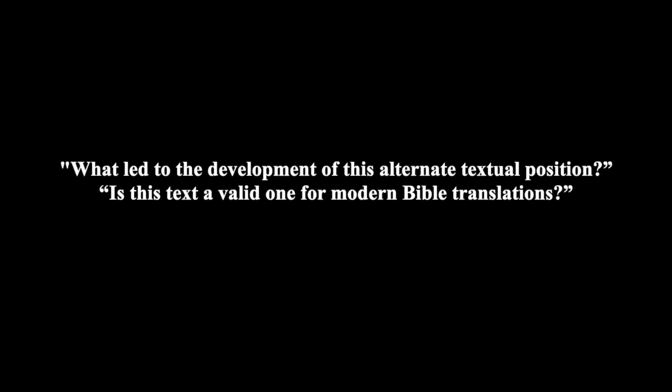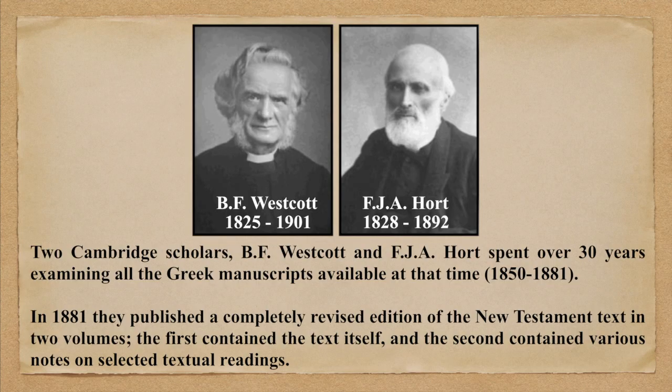The questions that must be asked are, what led to the development of the alternate textual position? And is this text a valid one for modern Bible translations? The following is probably the best way to trace exactly how the text resulting from lower criticism came into existence. Two Cambridge scholars, B.F. Westcott and F.J.A. Hort, spent over 30 years examining all the Greek manuscripts available at the time, from 1850 to 1881.